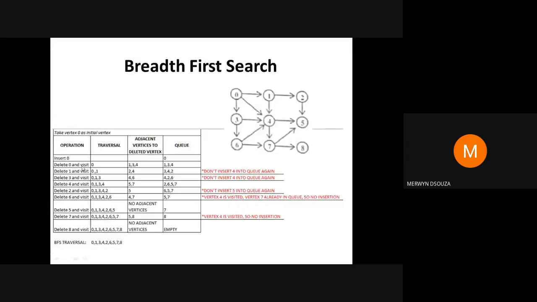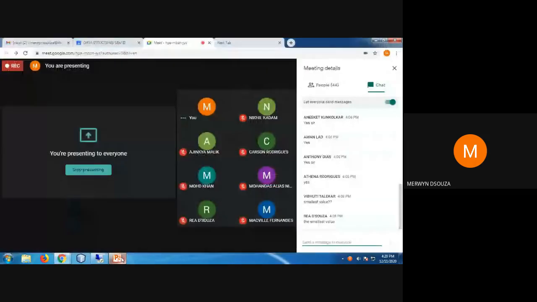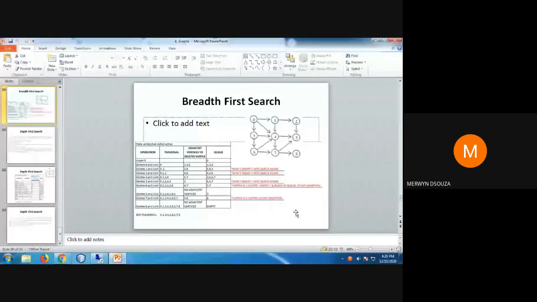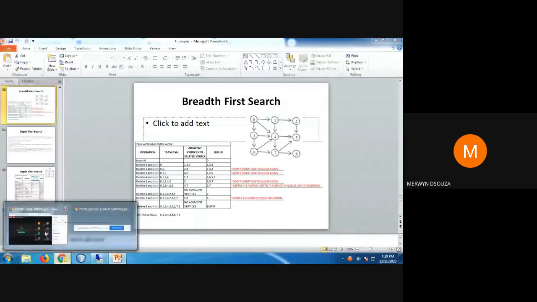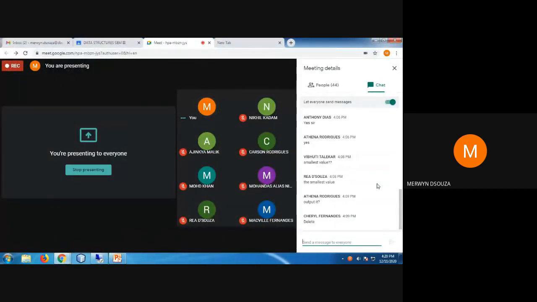Once you insert it, after deleting, what's the meaning of this visit? What do you mean by visit? When we say visit, what do you do with that vertex? Okay, students, did you all get the method? No, no, no, no. That's not it.